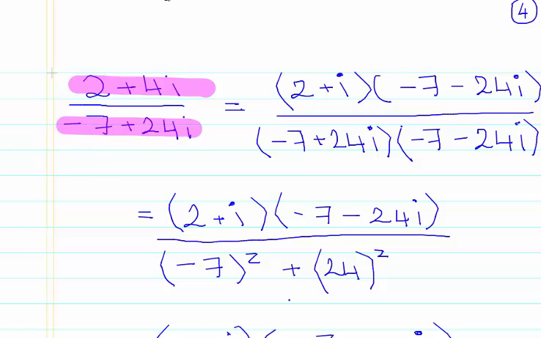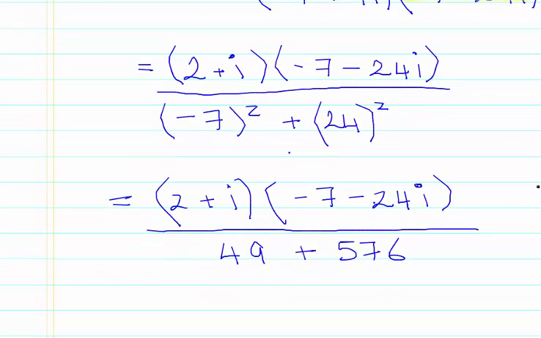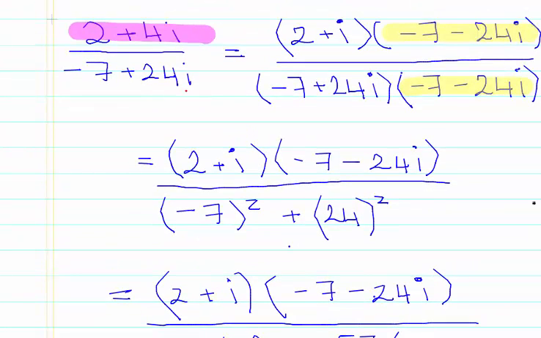So what we're going to do is multiply above and below by the complex conjugate of the denominator. The complex conjugate of the denominator is minus 7 minus 24i. Just change the sign on the imaginary part, that's all you do. So we end up with an expression like this, and we just have to multiply it out now.